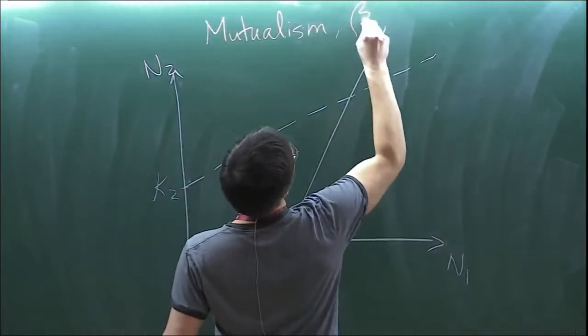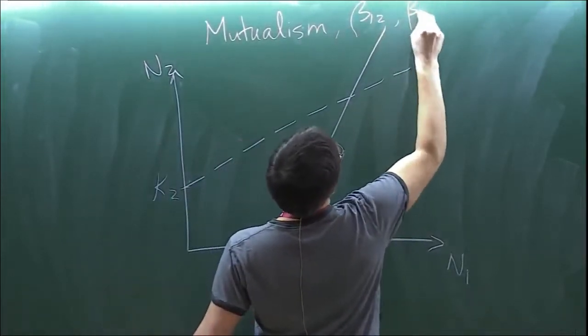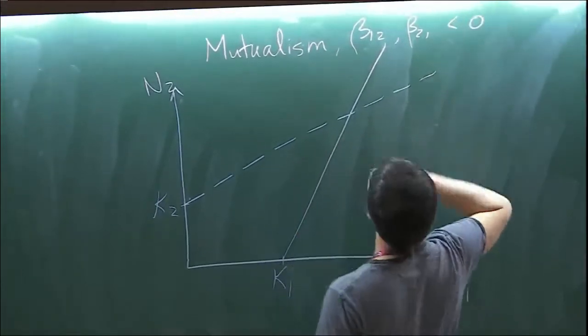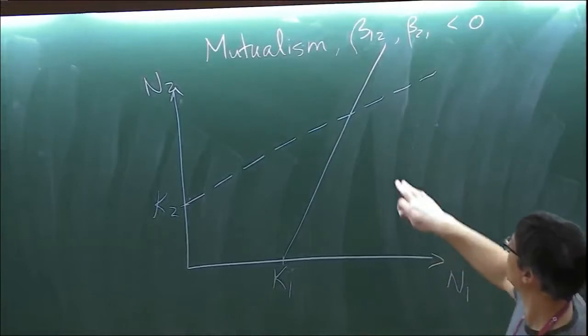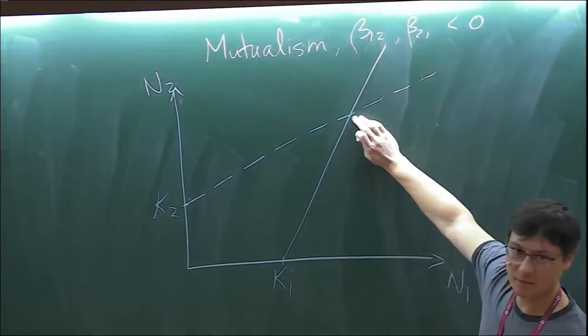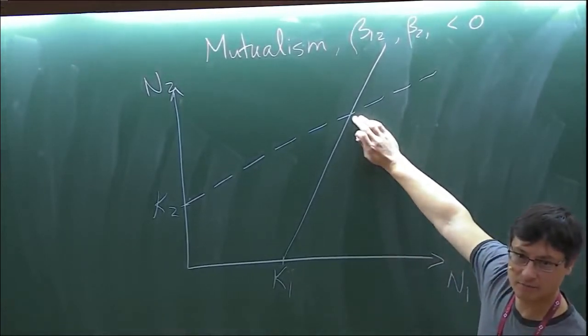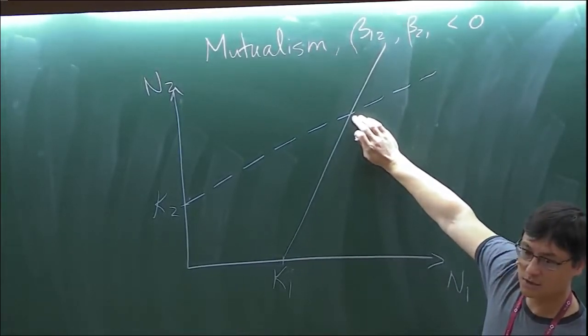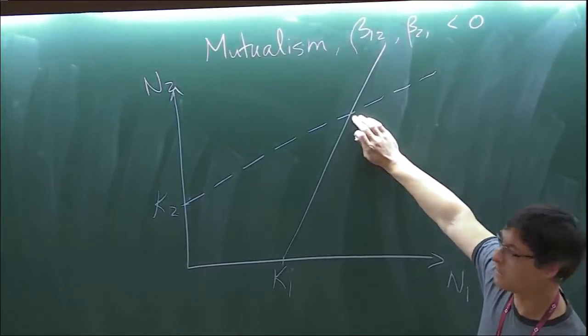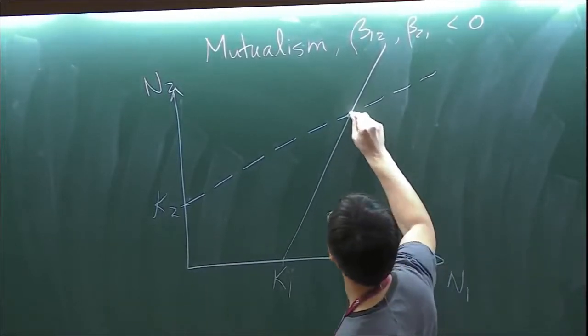All right, so that's beta 1,2 and beta 2,1, both being less than 0. Okay. And do you think that this is going to be a stable or an unstable fixed point? You can verbally answer, stable or unstable. Ready, 3, 2, 1, stable. Yeah, so this one's indeed going to be a stable fixed point.